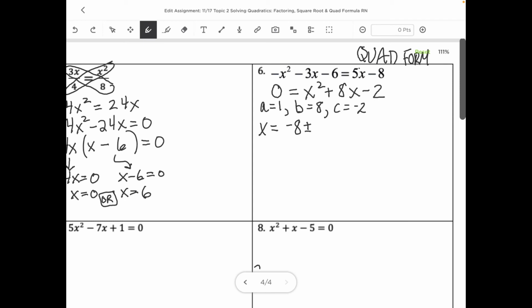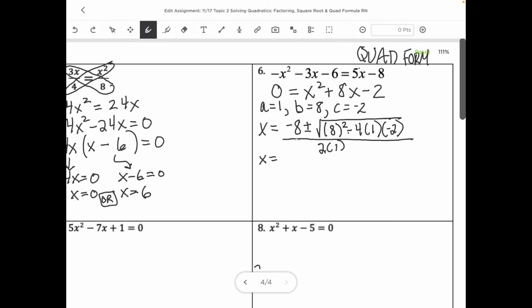So x is the opposite of b plus or minus the square root of b squared. Notice me putting 8 in parentheses, minus 4 times 1 times negative 2. Notice the use of parentheses when I'm writing minus 4ac. Notice I bring that division bar all the way back because everything is above it. 2 times 1.